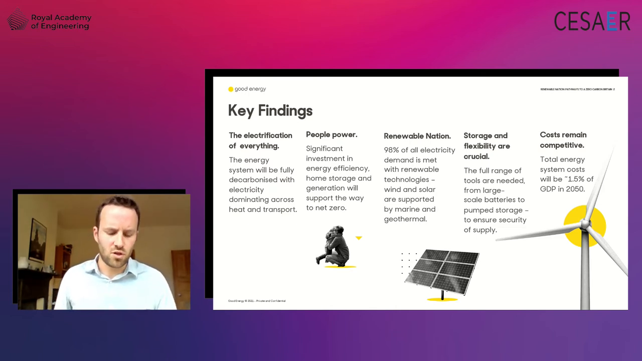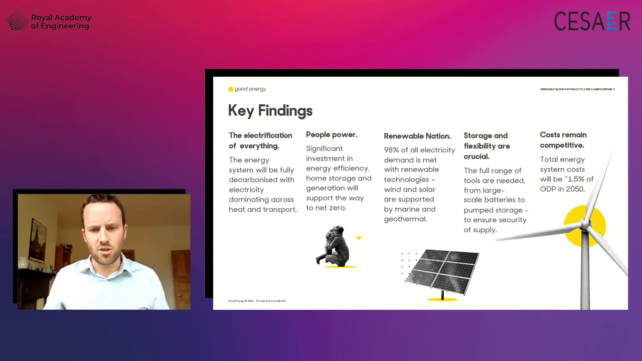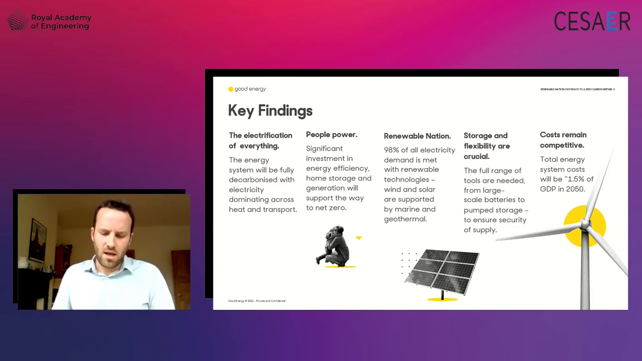The remaining part of that is we assumed that in Britain, Hinkley Point C nuclear power plant will still be in operation, so we had that assumption built in. And as you'd expect, with a very large electricity system with very high levels of renewables, storage and flexibility are crucial. So the full range of storage technologies, large scale batteries, pump storage, all of that tech and new tech is going to be needed to help even out peaks in demand and help security of supply. And then the final one, costs are competitive. Despite the philosophical constraints that we applied to the modeling, they still came within what we thought of as a manageable range of up to 1.5% of GDP per year in 2050.